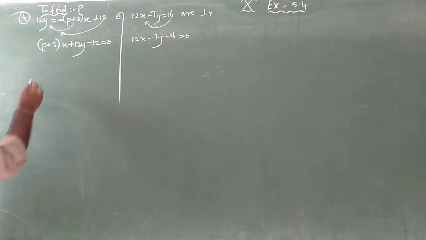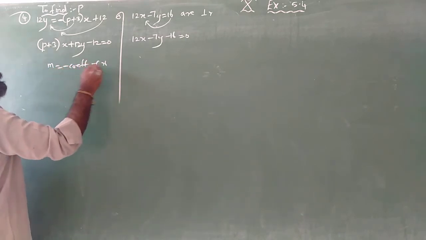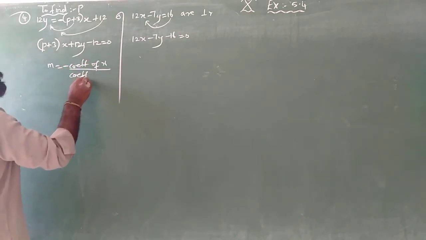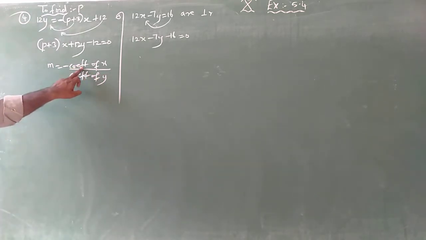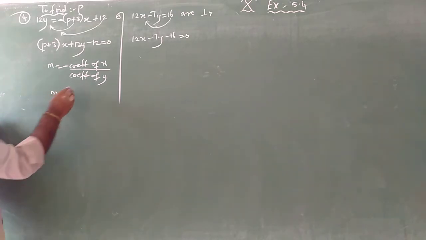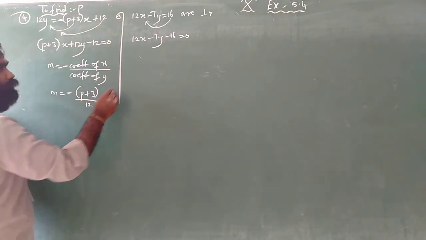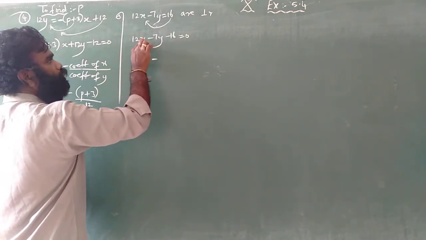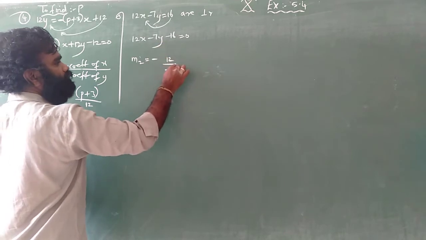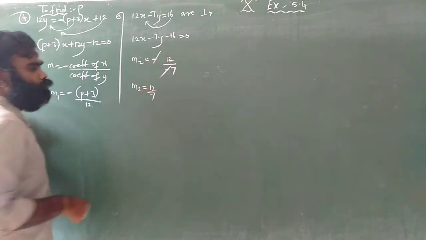First, find the slope. You know the formula: m is equal to minus coefficient of x divided by coefficient of y. Therefore, m is equal to minus... what is the coefficient of x here? (p + 3), so put a bracket and write p + 3. What is the coefficient of y? 12. This is m1. For m2: minus coefficient of x is 12, coefficient of y is minus 7. Minus minus gets cancelled. m2 is equal to 12 by 7.